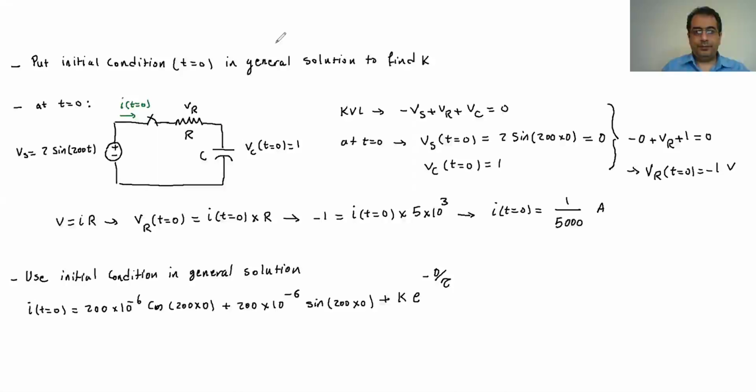So it's going to be 0 divided by tau. Now we know that the I at T0 is this one. So this is the I at T0. If I substitute that, it's going to be 1 over 5,000 is equal to that, and in this term, the cosine 0 is going to be 1.